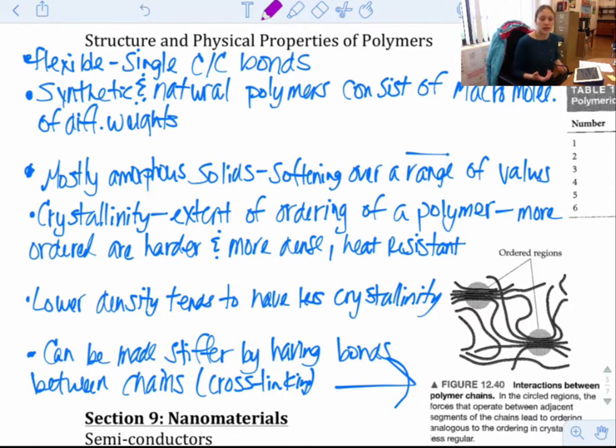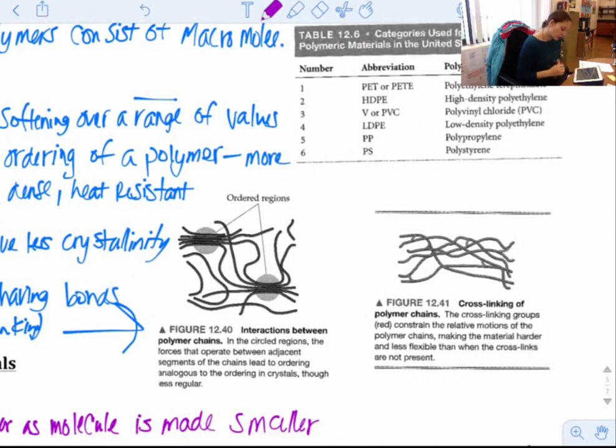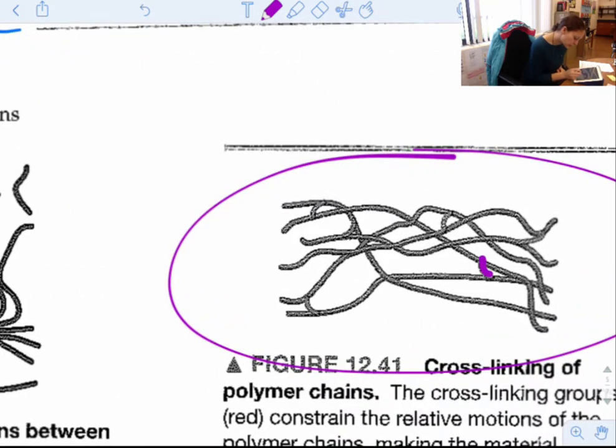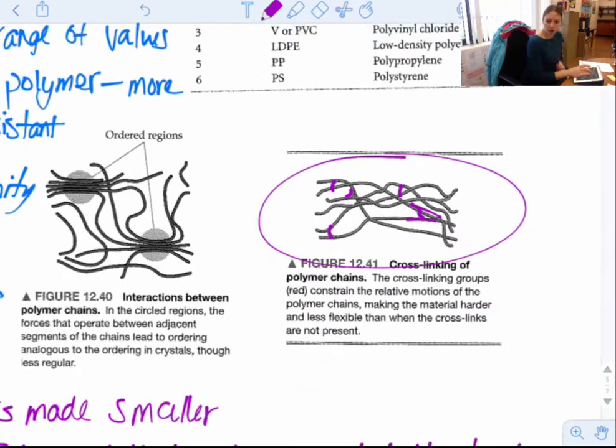Lower density ones tend to be lower crystallinity, a little less organized, okay? You can actually make them a lot stiffer by having bonds between two different chains, and that's called cross-linking. And that's what we're going to look at over here. This right here, it's not a very great picture, but in the book it's a little bit better. If you have these big chains, these little things right here are what link a couple of different chains together. You're linking this one and this one together. That's cross-linking. That makes those a little bit more rigid.